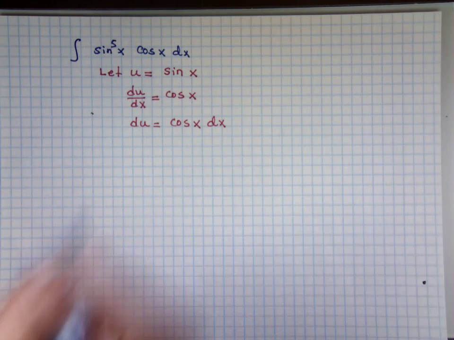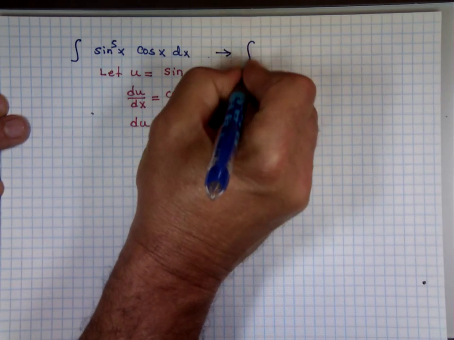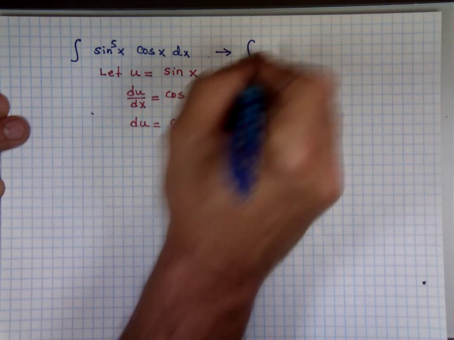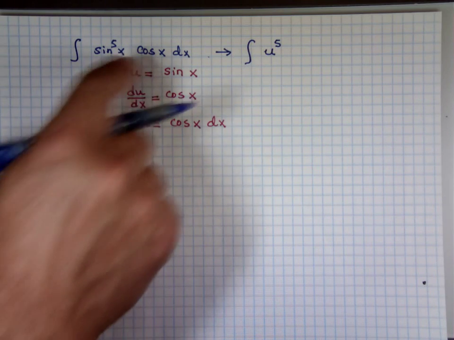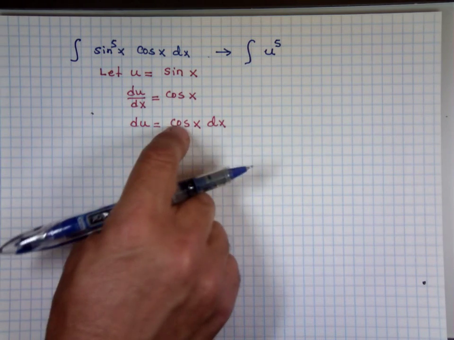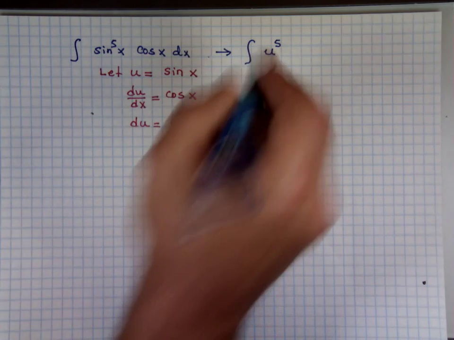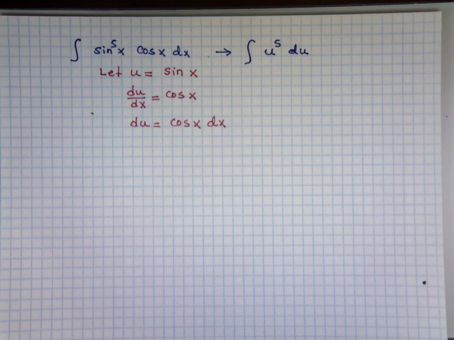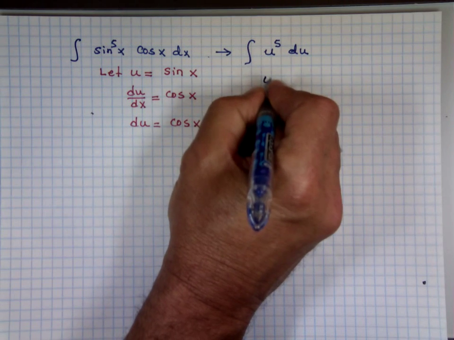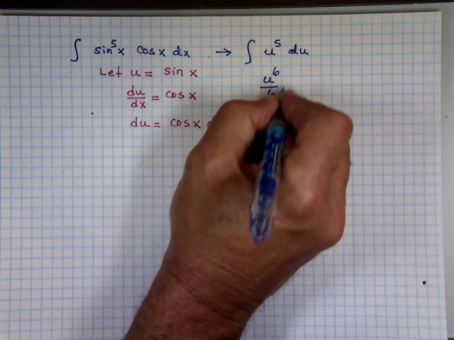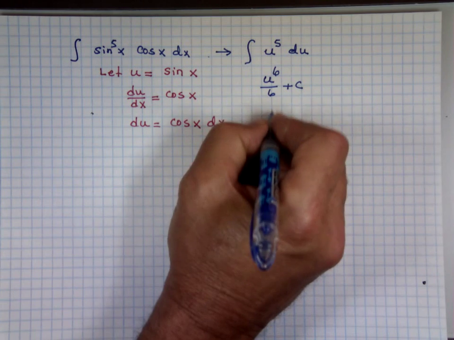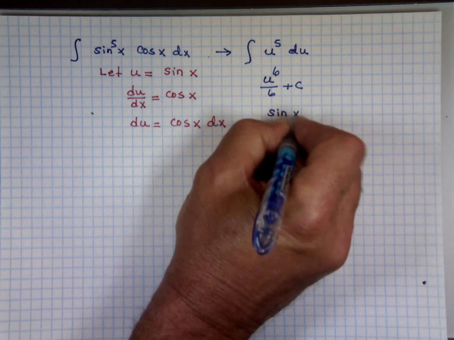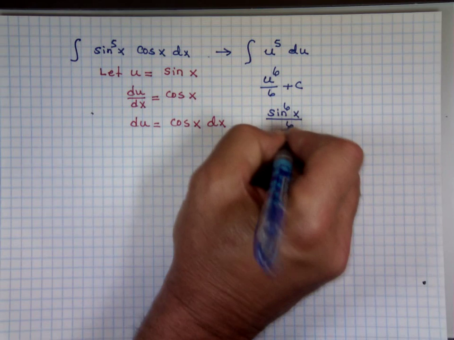Now plug it in. Instead of sine of x, we're going to write what? u to the 5th. Instead of cosine of x dx, we're going to write what? du. What's my answer? u to the 6 over 6 plus c. And u is what? Sine x to the 6th power divided by 6 plus c.